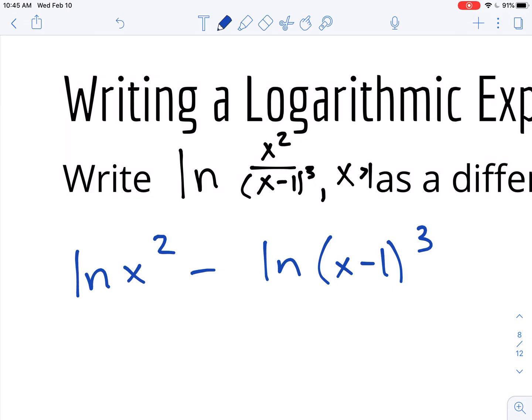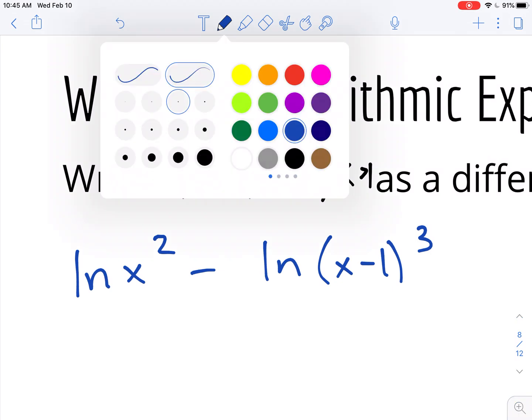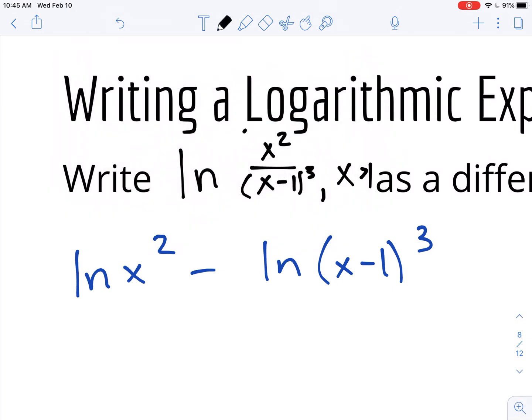Both of these, it was division within one logarithm, so we could claim that we're taking the natural logarithm of everything here, that x squared over the x minus 1 cubed. And because of that, we can break that up as a difference. So the natural logarithm, or the log base a of m over n, breaks into the log base a of m minus the log base a of n. Our log base a here is the log base e, which is the natural logarithm. So I've got the natural logarithm of my numerator minus the natural logarithm of my denominator.